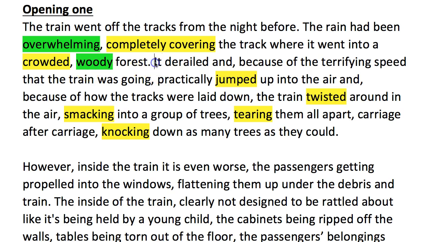But what I particularly want to draw your attention to as this student develops as a writer is how hard he's working in his choice of verbs, and those I've highlighted in yellow. It derailed, and because of the terrifying speed that the train was going, practically jumped into the air, and because of how the tracks were laid down, the train twisted around in the air, smacking into a group of trees, tearing them all apart, carriage after carriage, knocking down as many trees as they could.